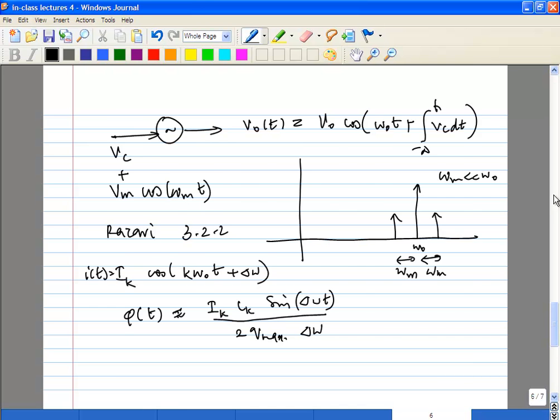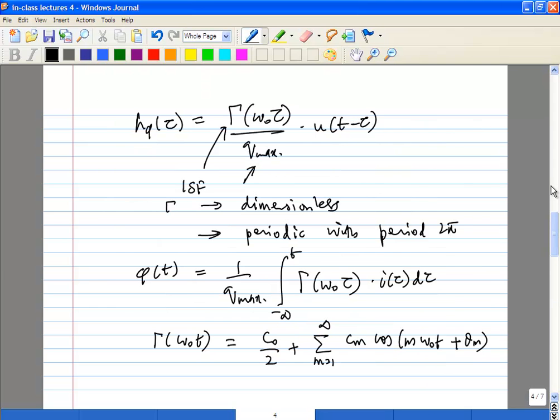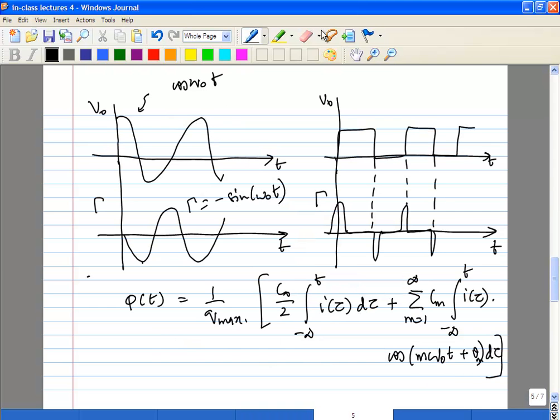Sorry, in the integration, should it be gamma of omega naught tau? What did we have? Did we have gamma of omega tau? Yeah, so there should be omega tau. Yeah, thanks.